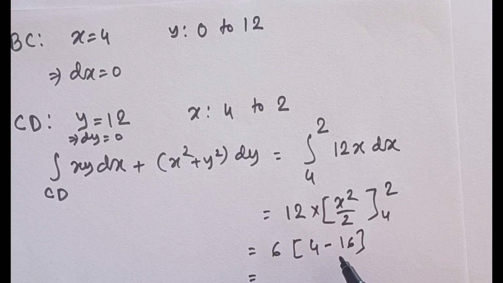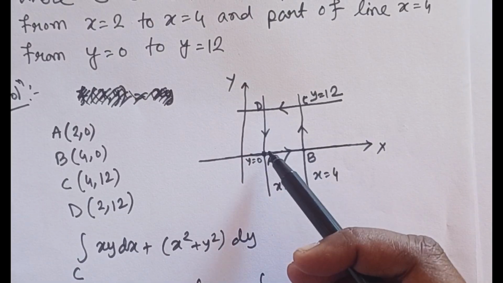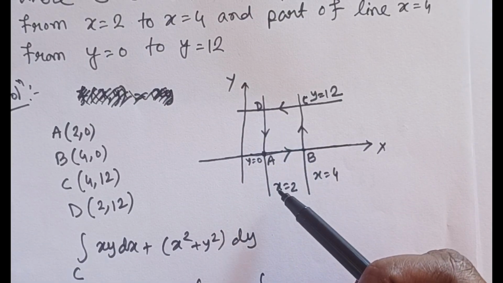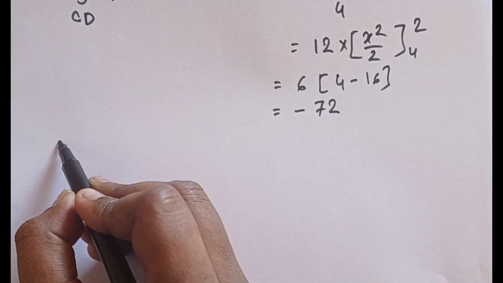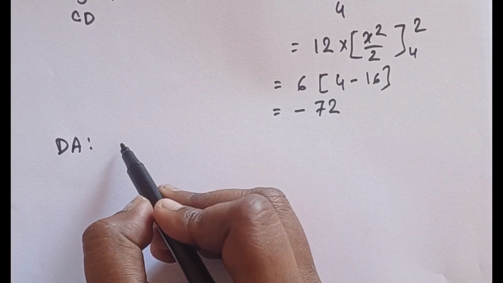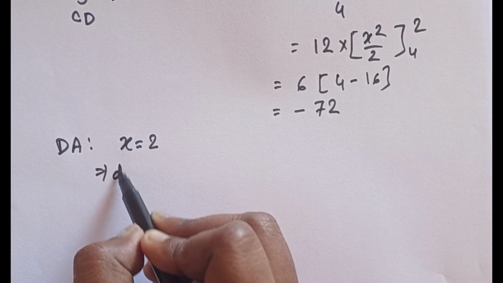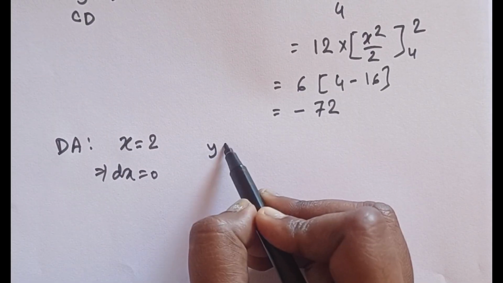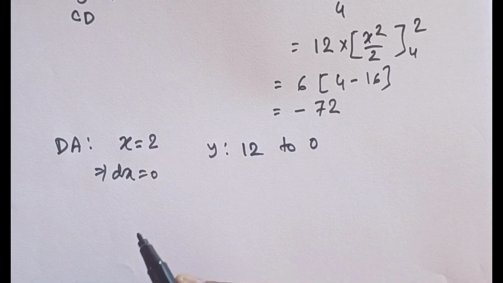So finally, if we calculate, this will be minus 72. Next, for DA. According to D to A, the equation of the line is x equal to 2 and y goes from 12 to 0. So for DA, x equal to 2 is the equation of the line, then dx equal to 0 and y goes from 12 to 0.